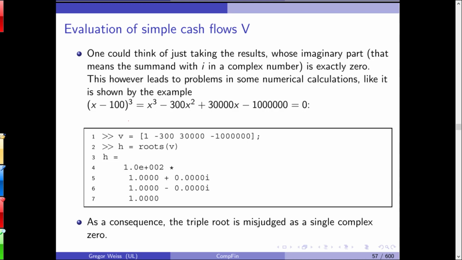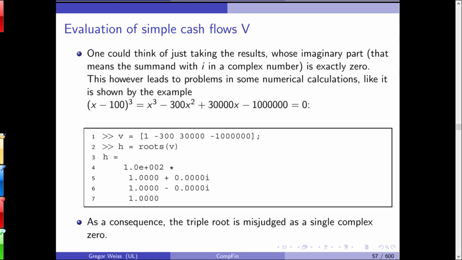Assume this very, very simple polynomial, x minus 100 taken to the third power. If you expand this expression, you will get x to the third power minus 300 times x squared, and so on. And you calculate the roots in MATLAB. So 1, minus 300, 30,000, minus 1 million, in roots of v. And as you can see, the results will be 100 with a slight error, 100 plus almost 0 times the imaginary unit, and 100 minus 0 times the imaginary unit.